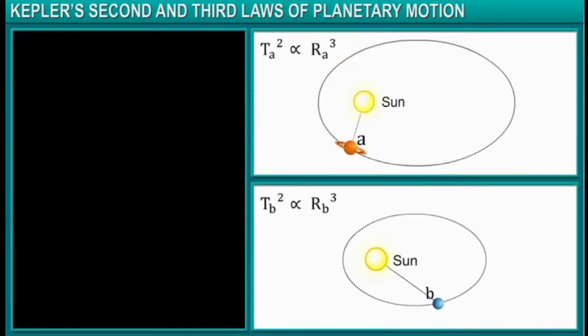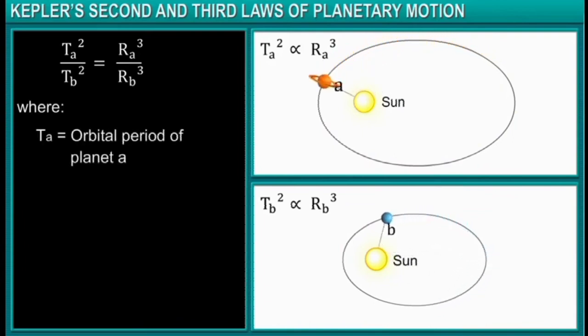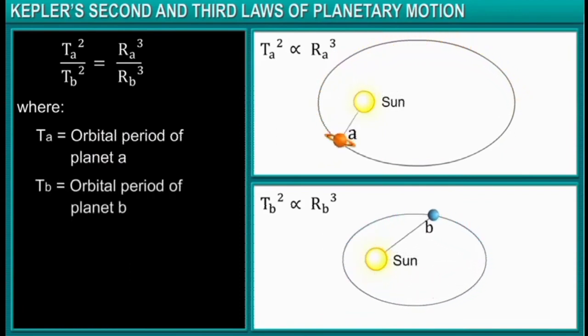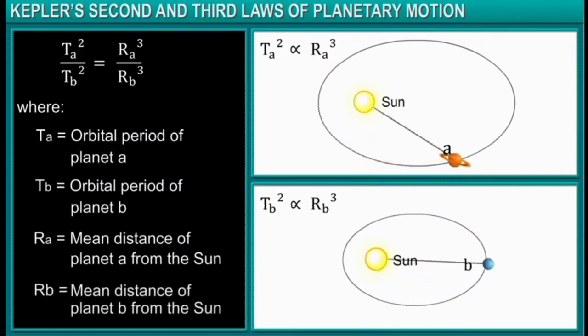If we consider 2 planets, A and B, and compare their mean distances from the Sun and orbital periods, we get the relationship as TA squared divided by TB squared is equal to RA cubed divided by RB cubed, where TA is equal to orbital period of planet A, TB is equal to orbital period of planet B, RA is equal to mean distance of planet A from the Sun, and RB is equal to mean distance of planet B from the Sun.